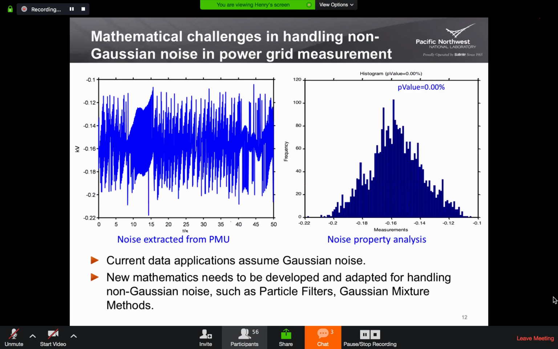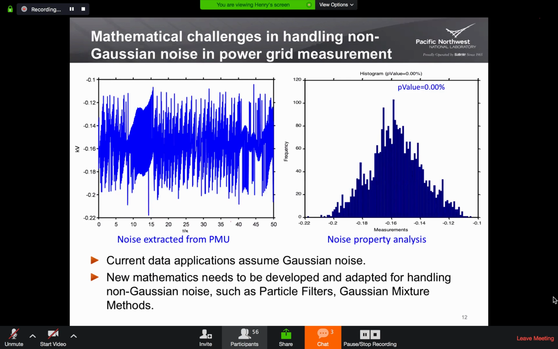Now, that has always been the assumption over many decades. I haven't seen any solid evidence to show the power grid measurement data is truly Gaussian. So that's something we realized, and then we went back and took a look to see what kind of noise property is in this power grid data. So we did an example for the PMU data. The left-hand side picture is actual PMU data noise. The right-hand side is the noise property. And the p-value, many of you are familiar with statistics. If the p-value is larger than 5%, then it's likely to be Gaussian. If it's smaller, it's very likely to be non-Gaussian. And here it is 0. So it's very unlikely the power grid measurement has Gaussian noise.